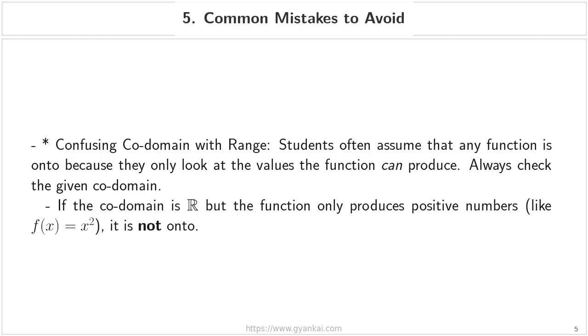First, be careful not to confuse the codomain with the range. A frequent error students make is assuming a function is onto simply because it produces a set of outputs. However, you must always check the specific codomain provided in the problem. For example, if the codomain is defined as the set of all real numbers, but the function, such as f of x equals x squared, only produces positive numbers and 0, then it is not onto. This is because the negative numbers in the codomain are left uncovered.